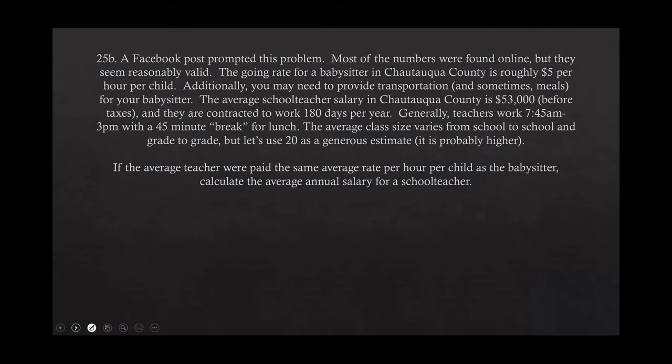All right, let's look at the second half. So this is still the same scenario. It's just a different question. The question this time says, if the average teacher were paid the same average rate per hour per child as the babysitter, calculate the average annual salary for a school teacher. Okay. So this time we want to find annual salary.